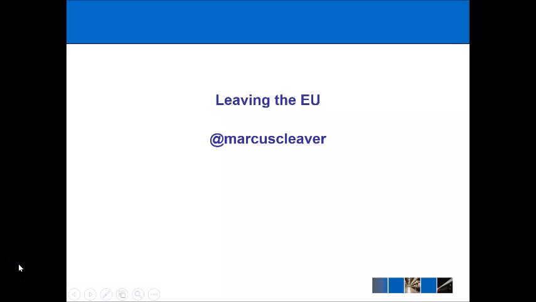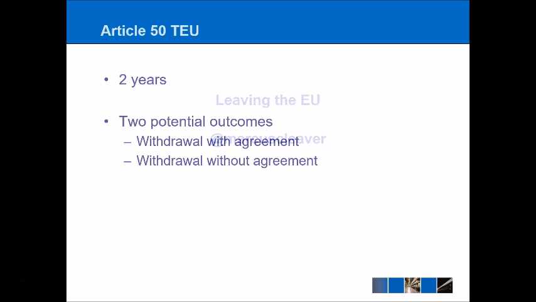With the big EU referendum only about a week ago, I thought it'd be quite cool to have a look at what would happen if the UK did decide to leave. So the main treaty article we're going to be looking at is Article 50 of the Treaty on European Union. And once the UK invokes this, they basically have 2 years and then their membership of the European Union comes to an end. Now, there's two potential outcomes at the end of this 2 years.